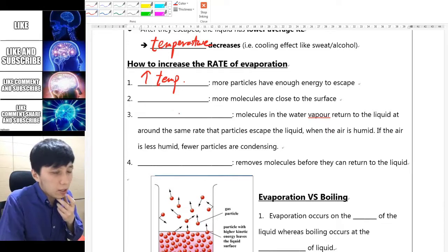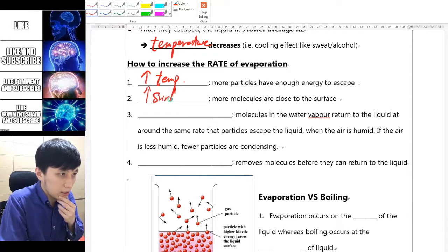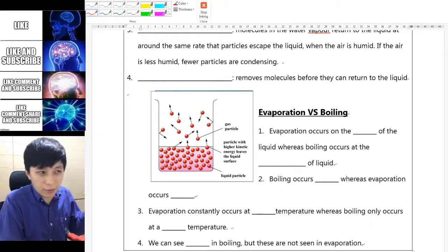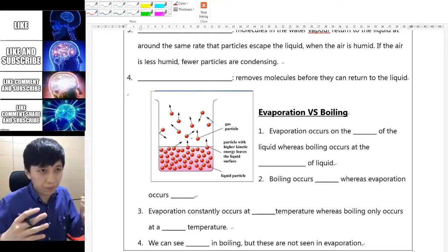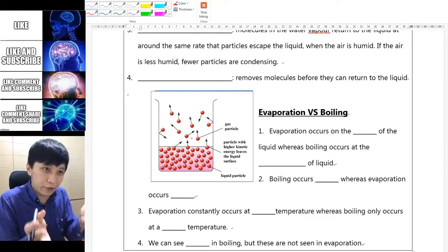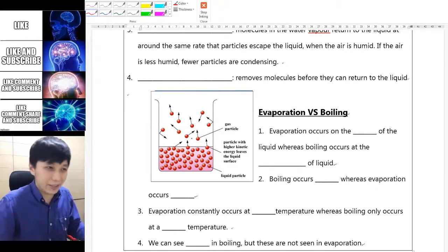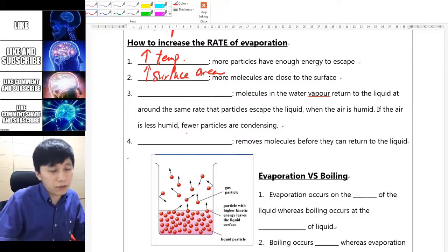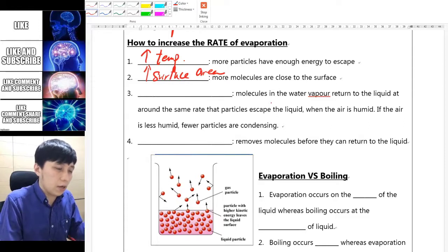So increasing temperature can help. Second thing is you would want to increase the surface area. Think about when the liquid escapes, of course it has to escape from the surface. It's like you shoot a rocket from the earth. Of course you shoot from the surface, you don't shoot from the earth core. That doesn't make sense. So spreading out the area, and also you can see from the experiment video earlier, you find out it would increase the rate also.